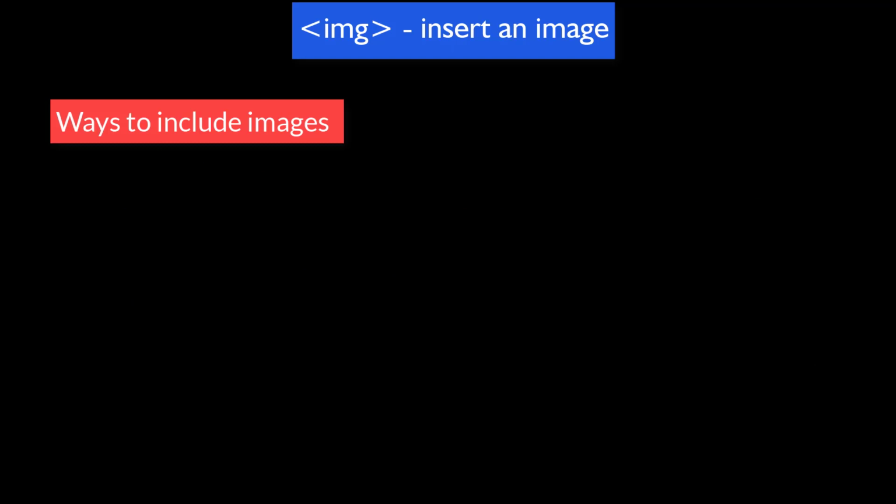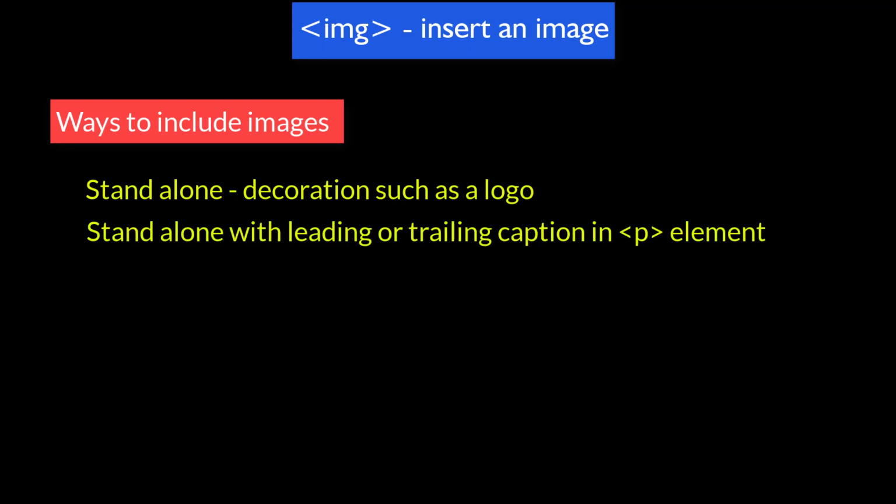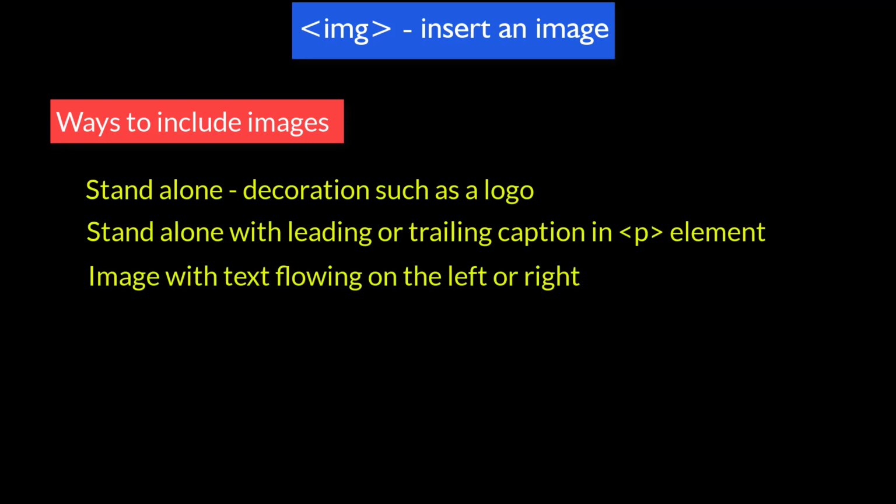There are several approaches to including image elements. One, a standalone image, maybe for decoration on the page, such as a logo. Two, a standalone image preceded or followed by maybe a P element as a caption. Three, image with text flowing on the left or right sides, and we'll show examples of all these.